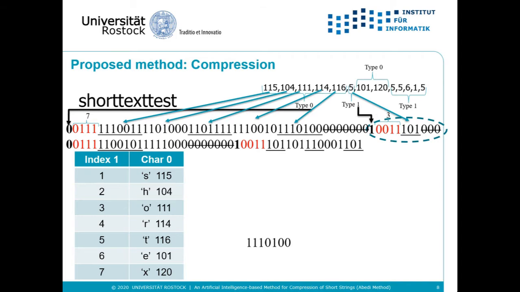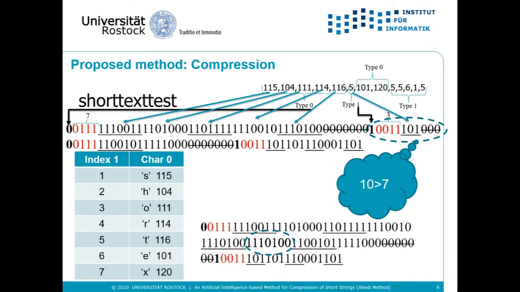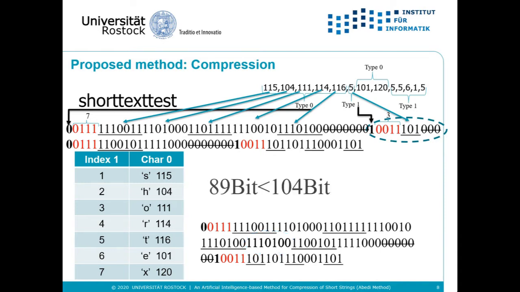But there is a problem here. As we see sometimes, the length of the ASCII code is smaller than the length of the index and the header. As an advantage, our proposed algorithm considers this phenomenon and uses the smaller one while it compresses the string. However, there are still some challenges that must be faced.